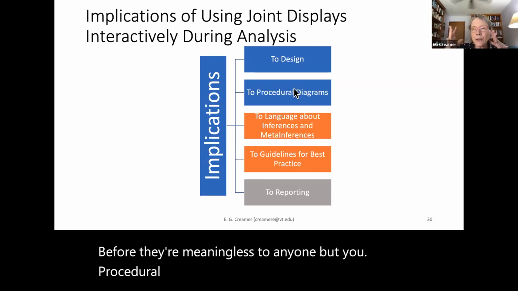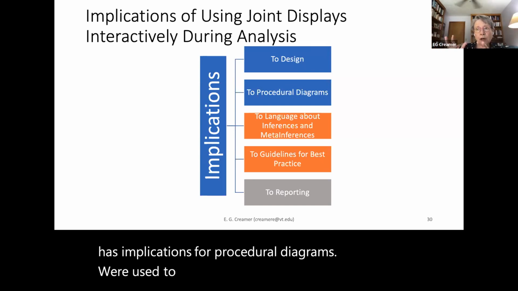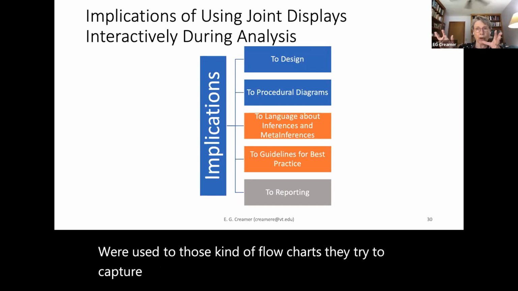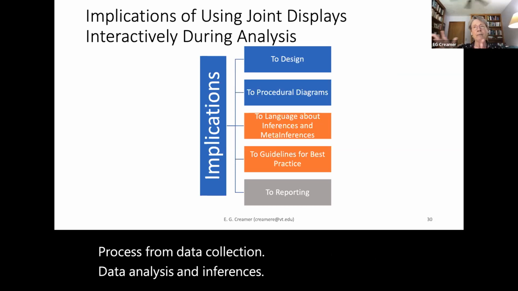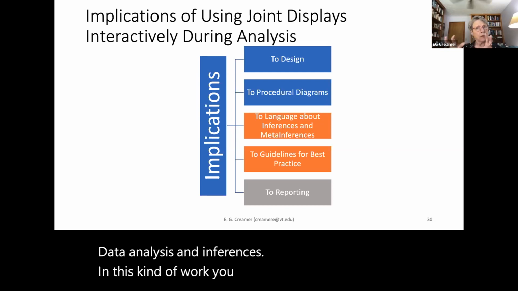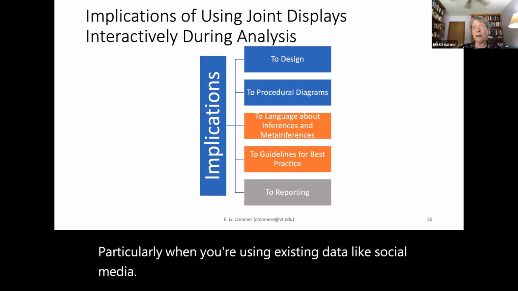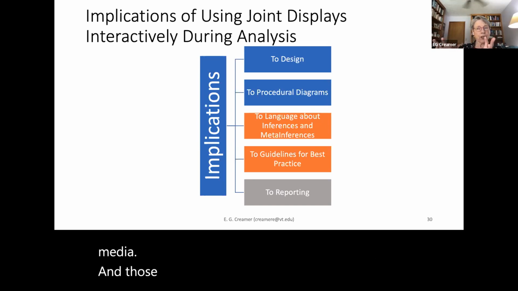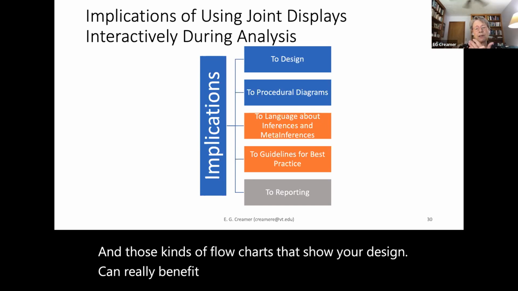Procedural diagrams, we're used to procedural diagrams; that has implications for them. We're used to those kinds of flowcharts that try to capture the whole process from data collection to data analysis and inferences. In this kind of work, you tend to see them focused on analysis, particularly when you're using existing data like social media. Those kinds of flowcharts that show your design can really benefit by targeting analysis.